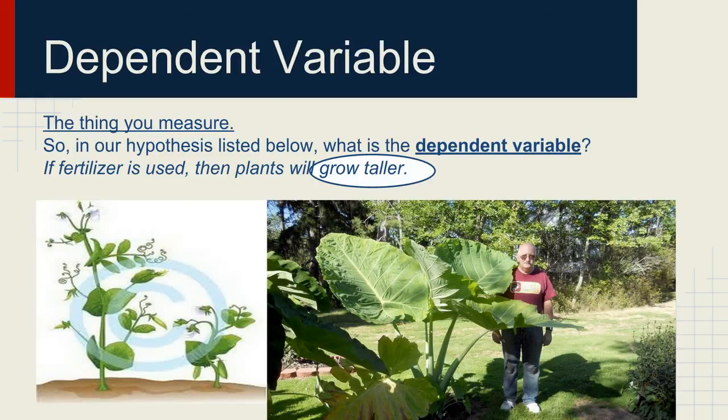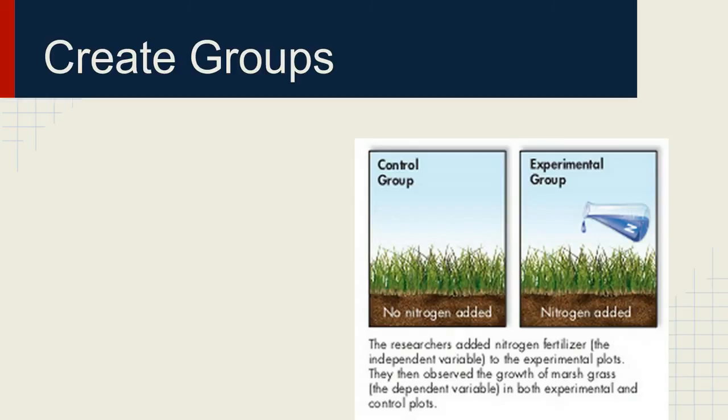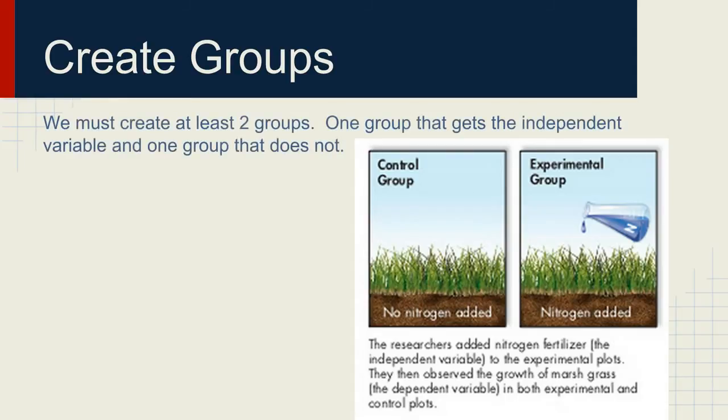Now, as we're setting up our controlled experiment, we've had our question, we've done our research, we've formed our hypothesis, and we have to create at least two groups. One group gets the experiment, or the independent variable, and the other one doesn't. This little flask here is nitrogen, that's fertilizer. So our experimental group is getting the fertilizer, or the independent variable. The control group is not getting the fertilizer.